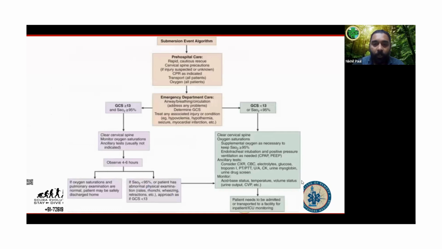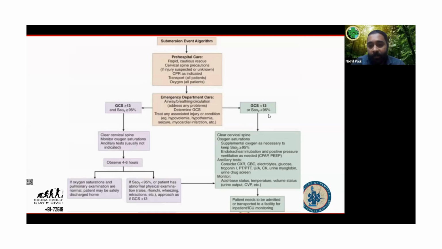So you need to look into that as well. A brief approach to drowning in the emergency. It depends upon whether their Glasgow Coma Scale is more than 13 or the oxygen saturation is more than 95. If GCS is more than 13 or saturation is more than 95, you can monitor the oxygen saturation and do the tests which are required. Cervical spine has to be stabilized if required, and observe them for 4 to 6 hours.